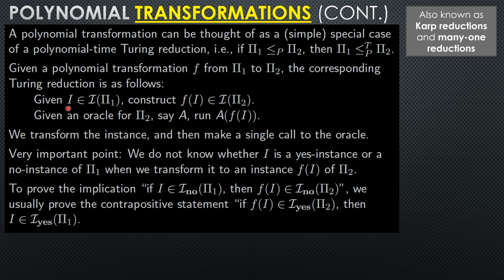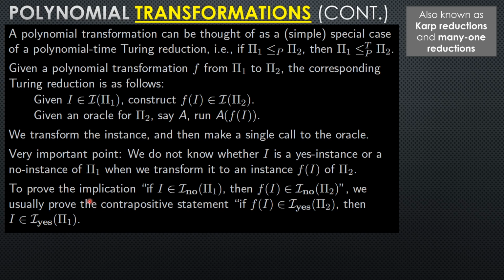In fact, that's exactly what we're doing. To solve pi1, we're trying to figure out, is I a yes instance or a no instance? So if you have the power to figure out whether I is a yes instance or a no instance of pi1, you've already solved the problem. So we don't know whether I is a yes instance or a no instance when we transform it into an instance of problem 2.